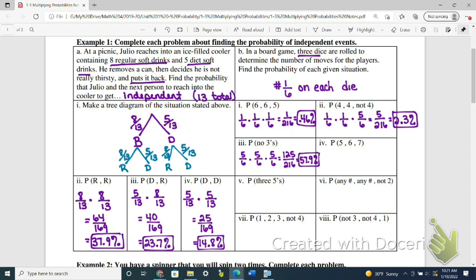Part 4, he wants a 5, a 6, and a 7. So 5 is 1 out of 6. 6 is 1 out of 6. Can you roll a 7 on a dice or a die that's only numbers 1 through 6? No, so that's 0 out of 6. So this has a 0% chance of happening. You cannot roll a 7.